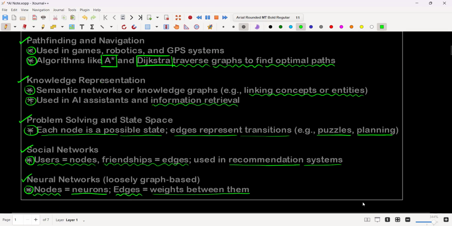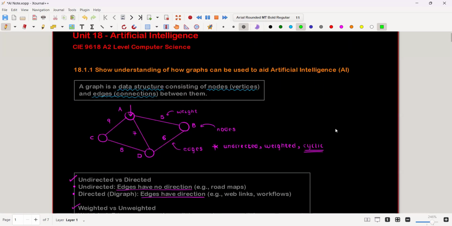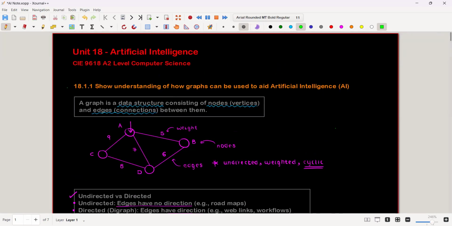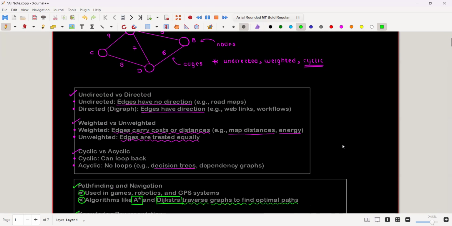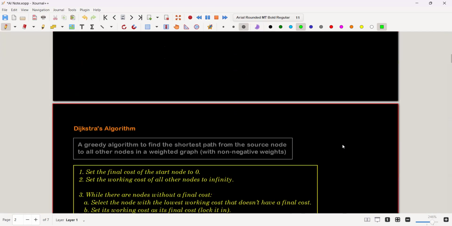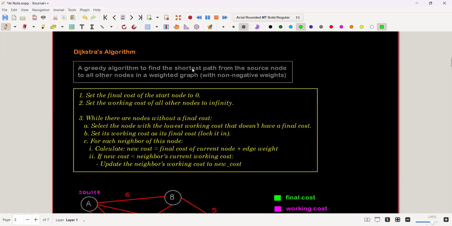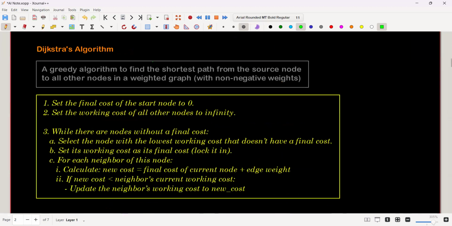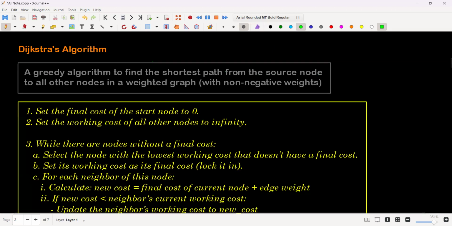All right, that thereby concludes, ladies and gentlemen, the first part of this topic, show understanding of how graphs can be used to aid AI. All right, having understood graphs and all their characteristics and their uses, we are now ready to look at the first path-finding algorithm in the syllabus. Now, in our syllabus, you need to know how to find the shortest path from one point in the graph to another. And you can achieve this using Dijkstra's algorithm as well as A-star algorithm. You need to know how to work them out at the exam.